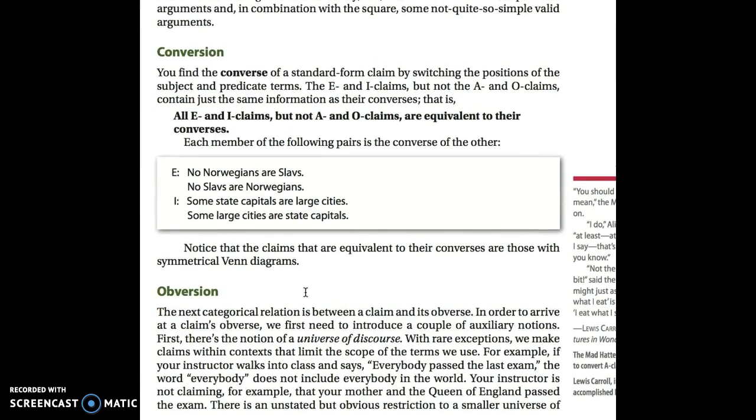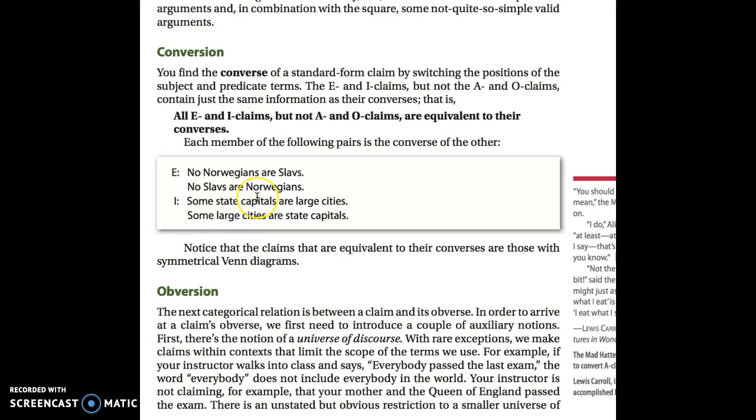The subject and predicate, let's take an E claim. An E claim is, again, a universal negative. No S are P. No Norwegians are Slavs. Now, to apply conversion to it, we simply take the predicate and bring it over here to subject, and subject bring it over to predicate. So the conversion applied to an E claim gives us no P are S.